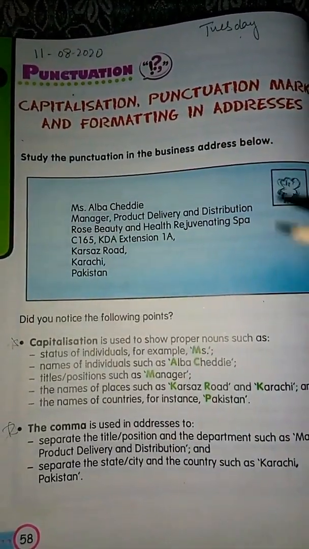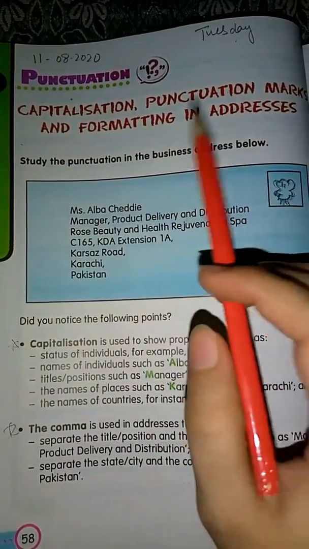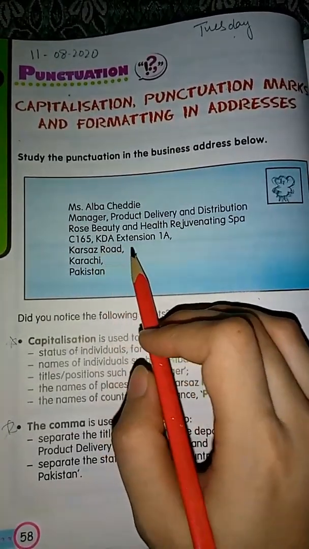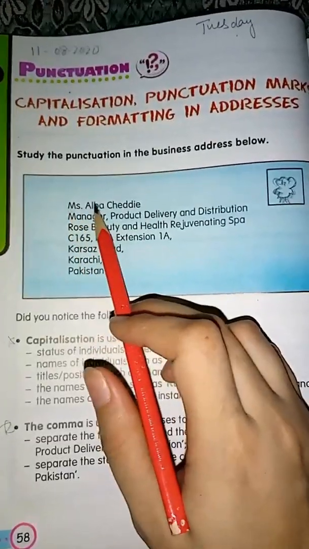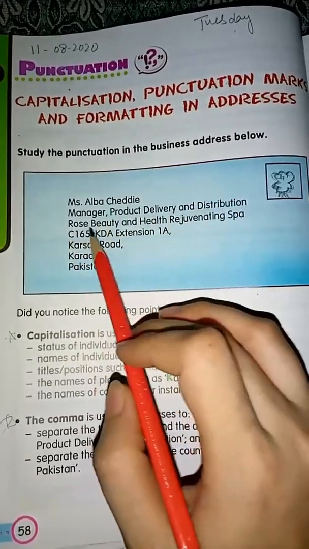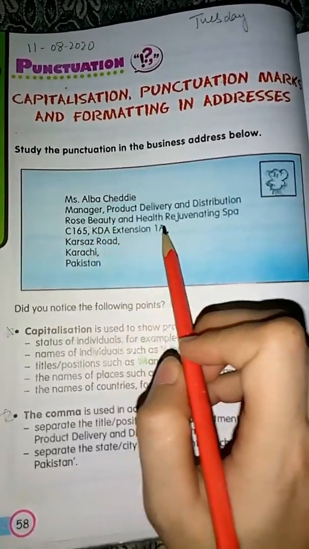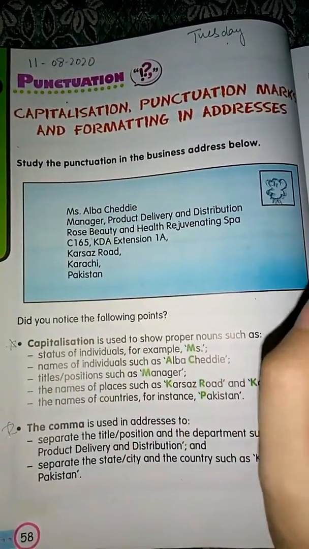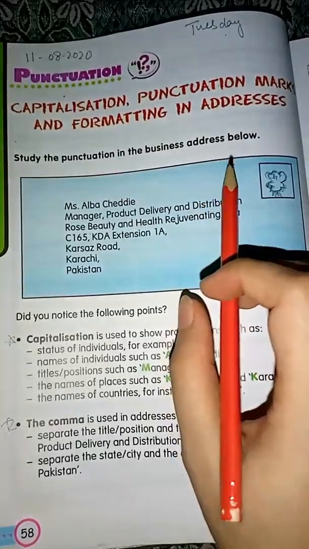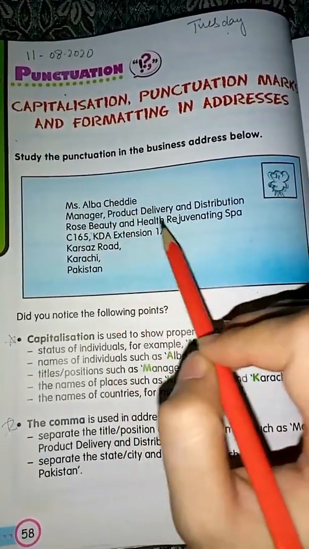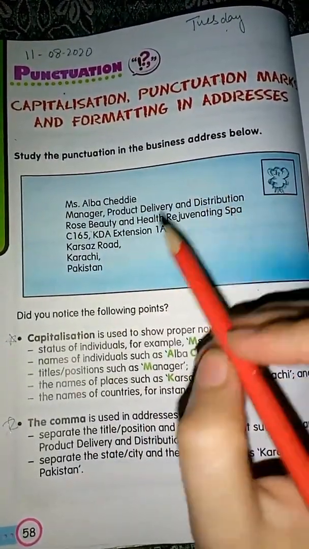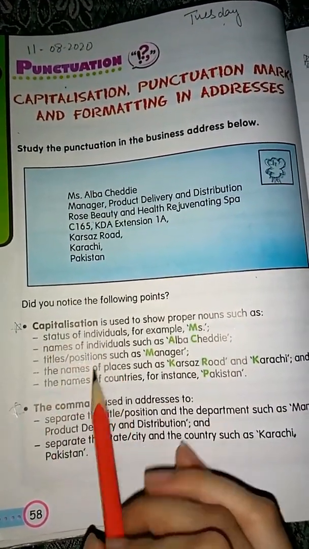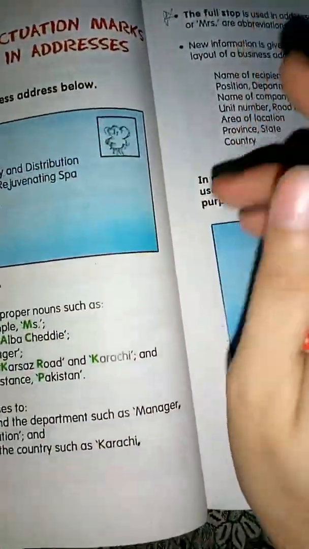When we are going to write an address, we are going to use all these things in writing the address. For example, look at this. Capitalization: where we have to use the capital letter, and where we are going to use the punctuation marks. So study the punctuation in the business address below. This is a business address, and in this we have to notice the capitalization, the comma and the full stop.